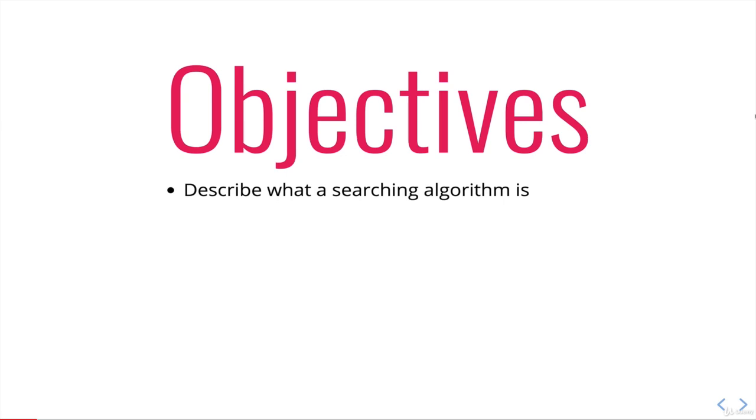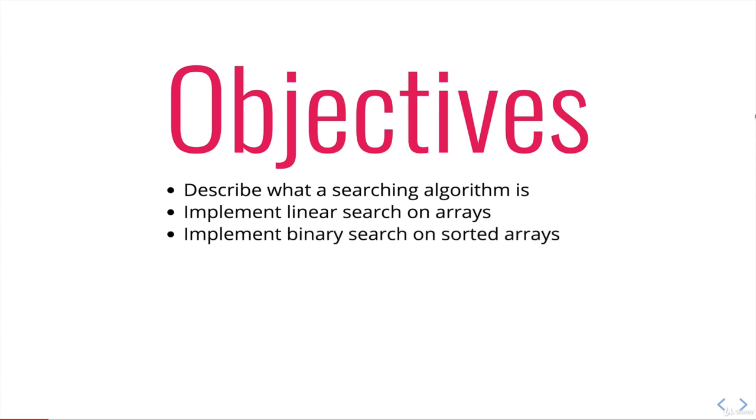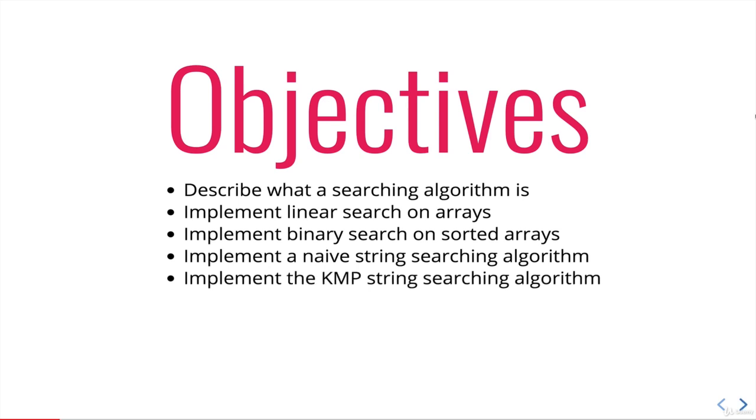So what are our objectives? First, just describe what a searching algorithm is. We kind of talked about that a bit. Then we're going to implement linear search on arrays. Then we're going to talk about a slightly better algorithm, binary search, on sorted arrays. So we'll talk about the pros and cons of those approaches. Then we'll implement a naive string searching algorithm, as well as something called the KMP string searching algorithm.